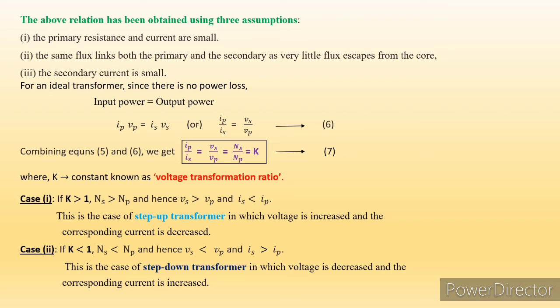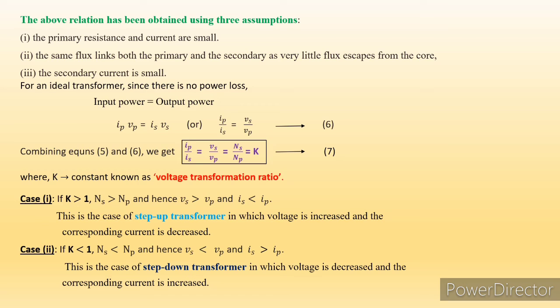Case 1. If K is greater than 1, Ns will be greater than Np, and hence Vs will be greater than Vp, and Is will be less than Ip. This is the case of step-up transformer in which voltage is increased and the corresponding current is decreased.